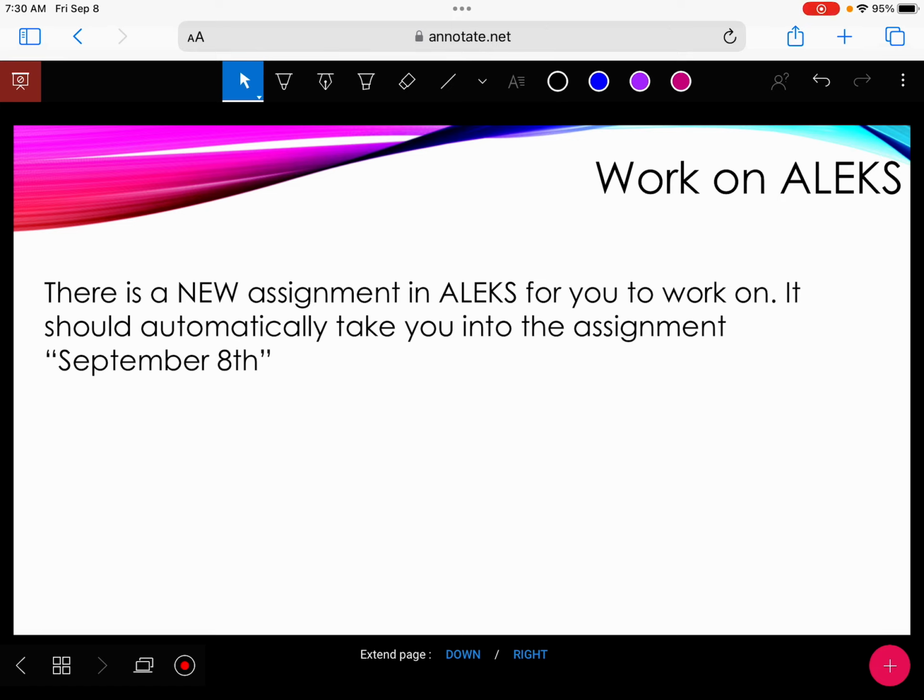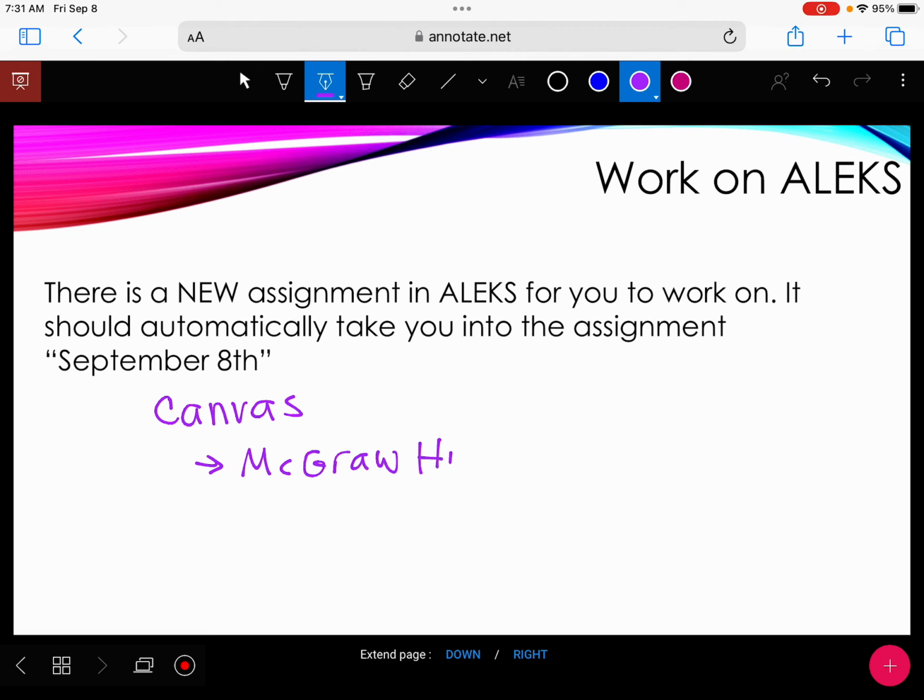So, if you don't remember, you're going to go into Canvas. You're going to click on the McGraw-Hill link, the link on the side. It says McGraw-Hill SSO. That means single sign-on. Then on the first page of the McGraw-Hill page, you click on the ALEKS. And it should take you automatically right into it.